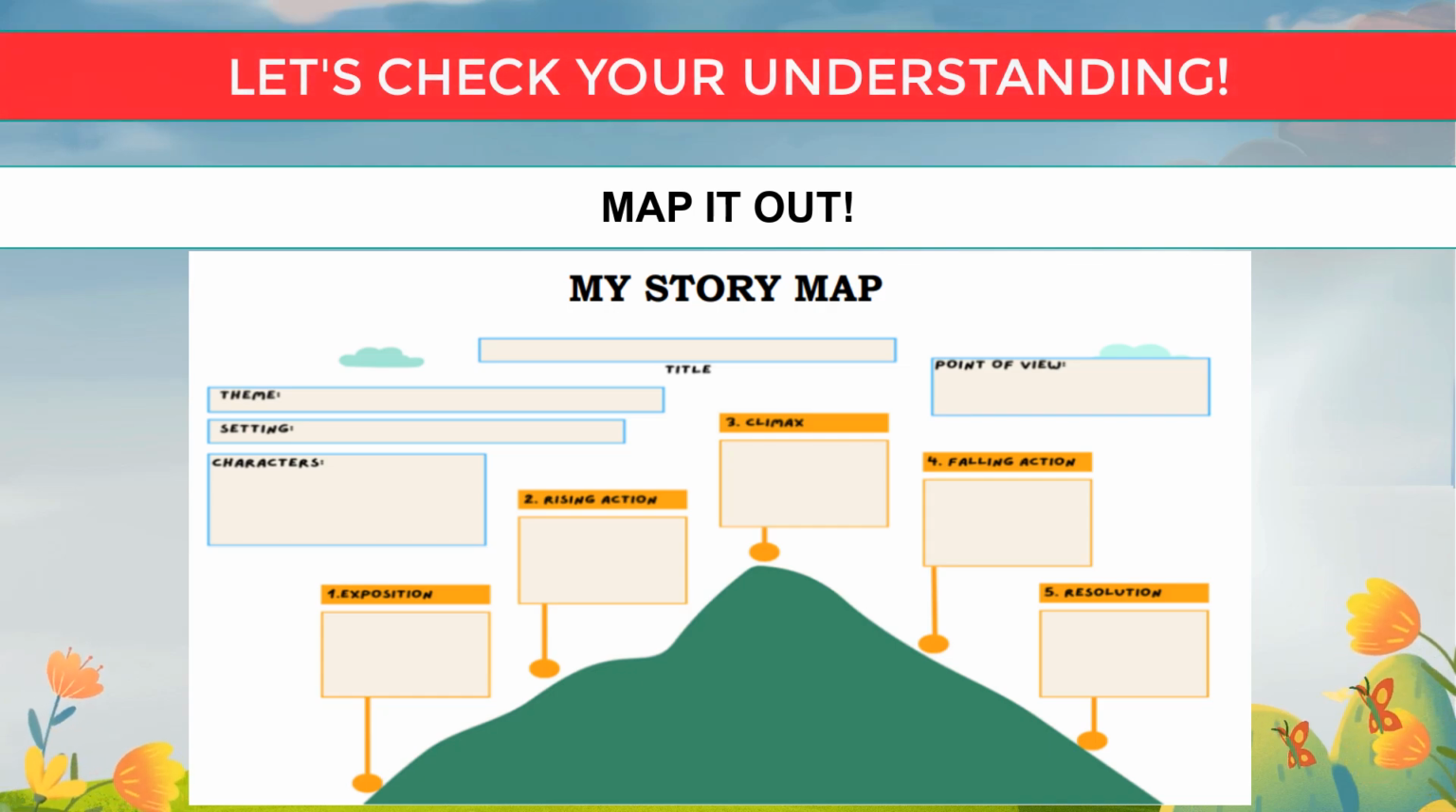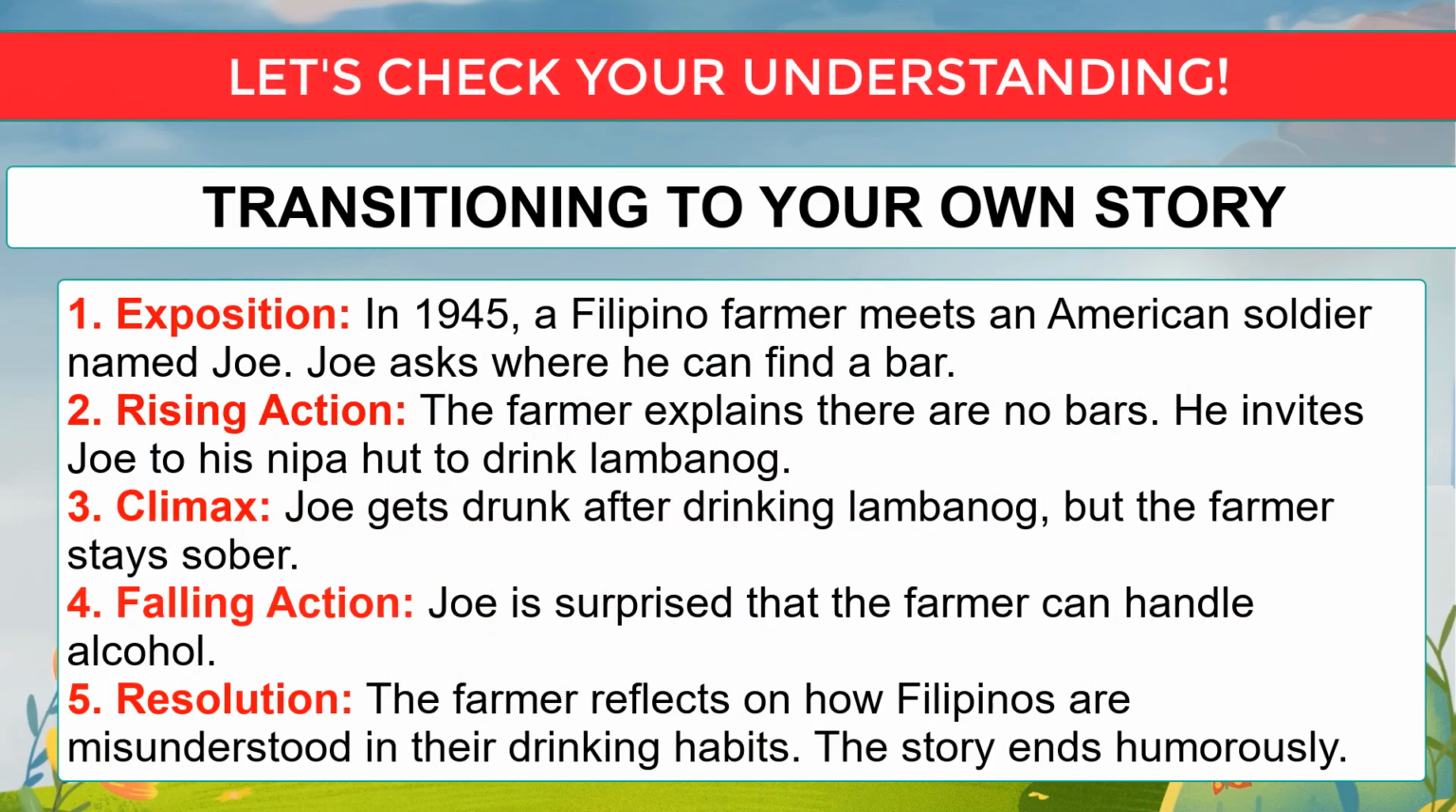Here is a sample output for the story map. But since this is only a sample, you can do a lot better. Here it is. Exposition. In 1945, a Filipino farmer meets an American soldier named Joe. Joe asks where he can find a bar. Rising action. The farmer explains there are no bars. He invites Joe to his nipa hut to drink lambanog.